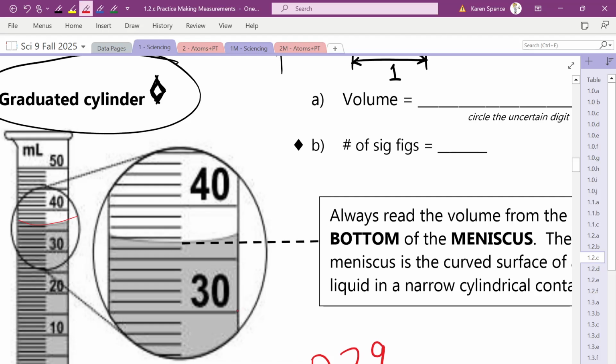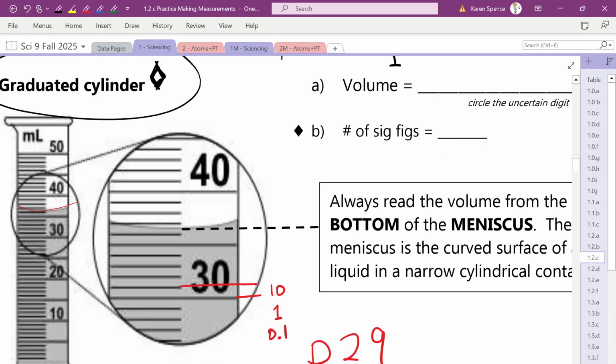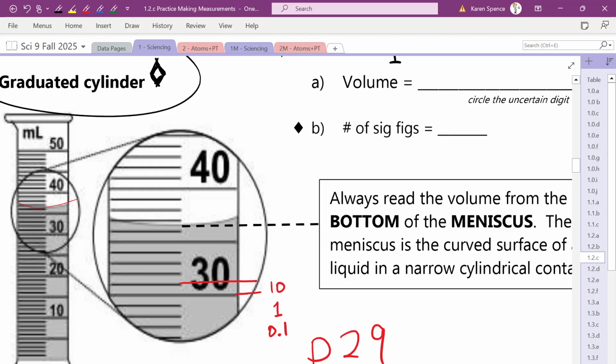Here, what is our smallest line worth? Is that smallest line worth 10? Is it worth 1? Is it worth 0.1? What's it worth? Tell your partner. And then I'll call you.